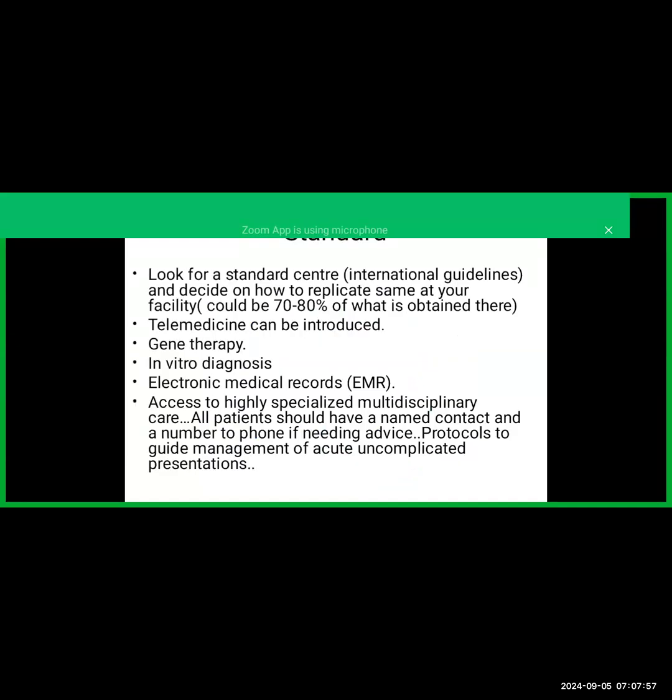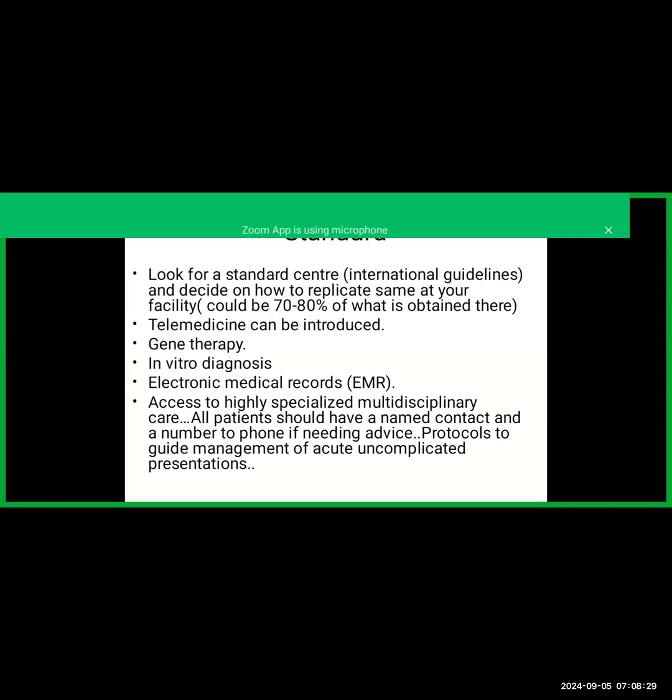So to set this standard, I would look for a standard of care using an international guideline, and we decide to replicate the same in the facility. We can obtain 70 to 80% of what is in that guideline, and we can also introduce telemedicine to improve care, gene therapy, in vitro diagnosis, and we can also improve further by having electronic medical records.